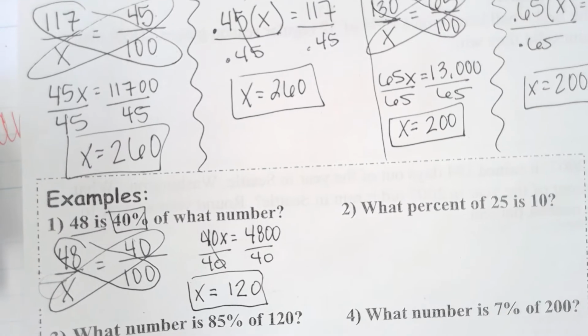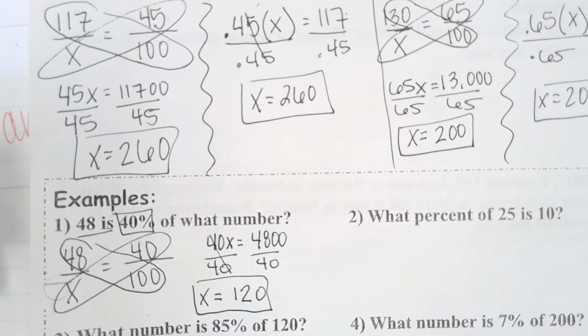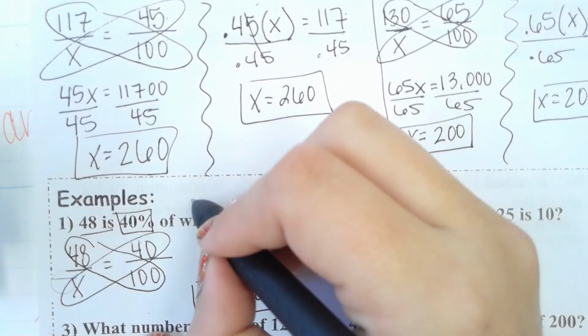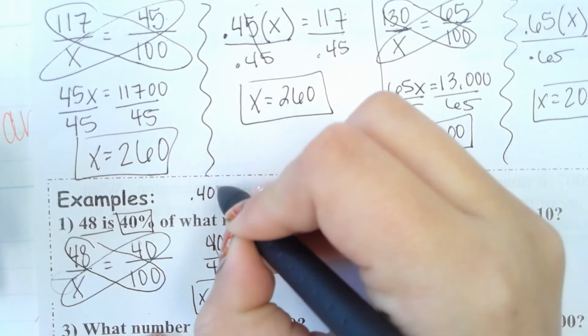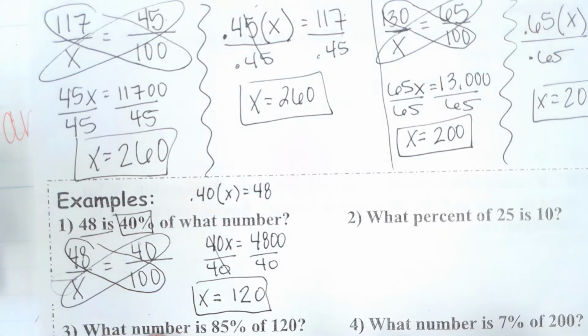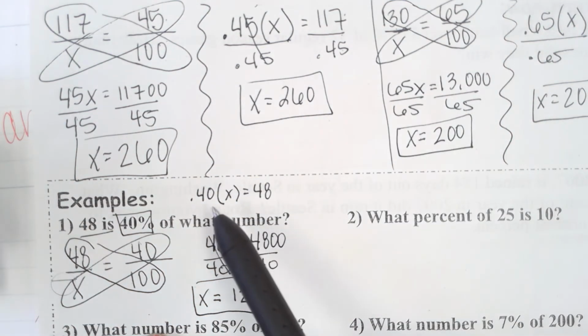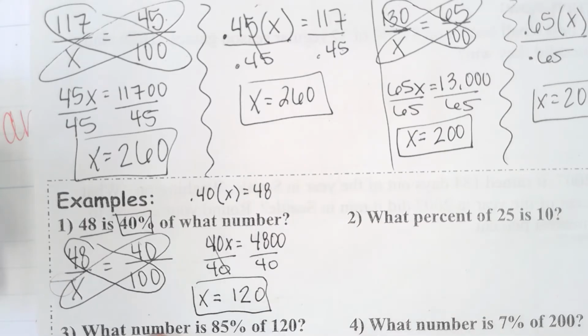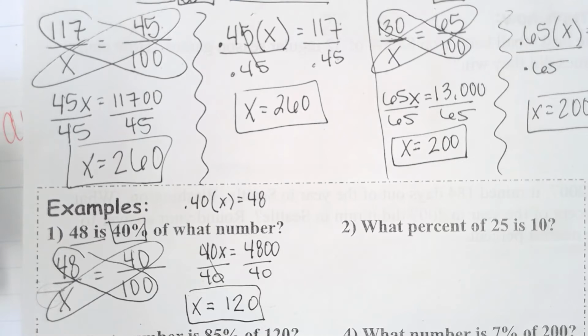And then if you did the equation way, you should have had the equation 0.40 times x equals 48. And then your step would be to divide by that 0.40 on both sides. So then 48 divided by 0.40 should have given you that 120.